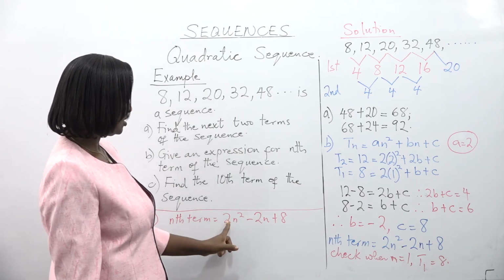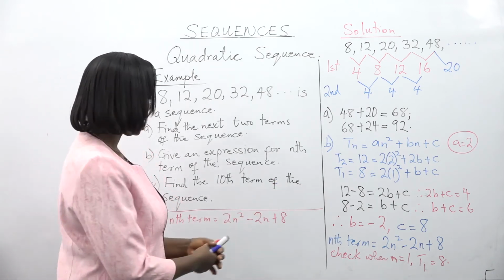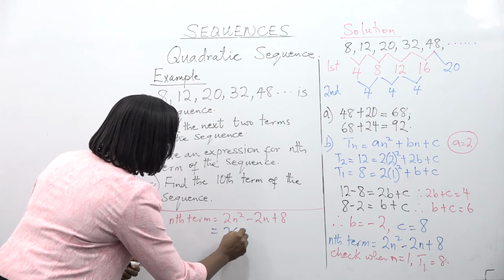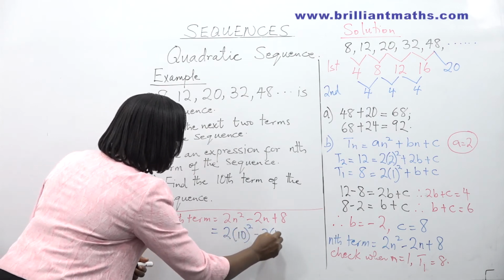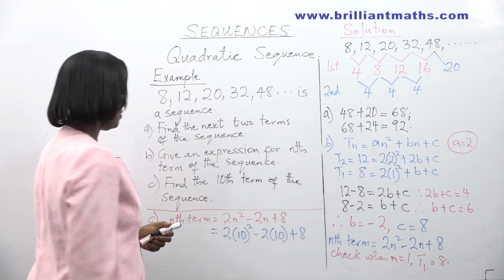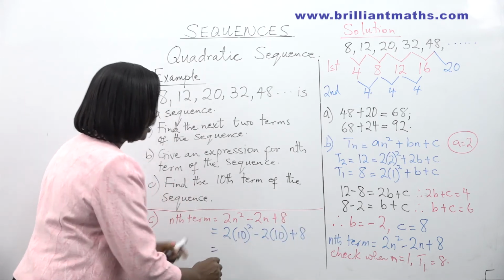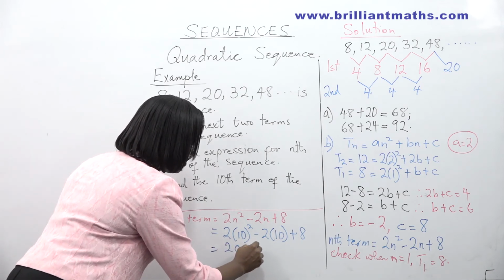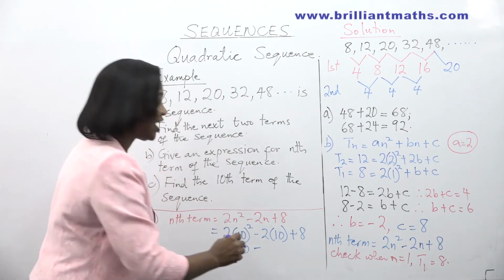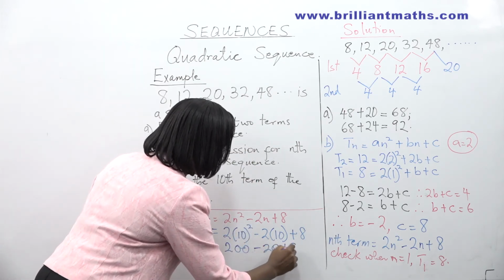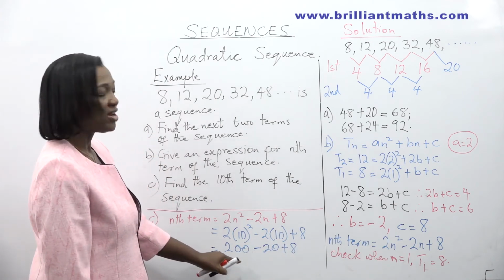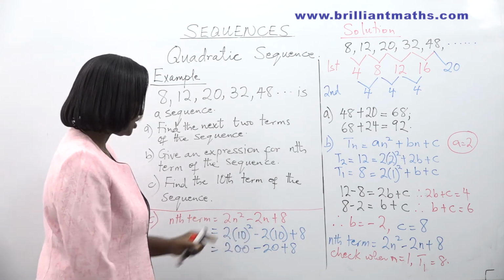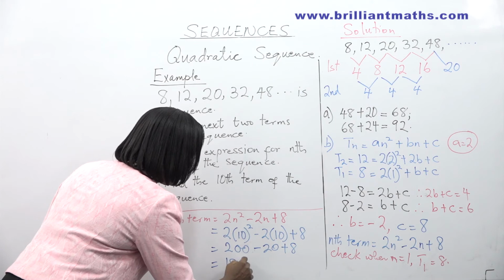The nth term expression is 2n squared minus 2n plus 8. So let's work this out now. n is now equal to 10. So 2 into 10 squared minus 2 times 10 plus 8. 10 squared is 100. 100 times 2 is 200, minus 2 times 10 is 20, plus 8. 200 minus 20 is 180. So 180 plus 8 is equal to 188.